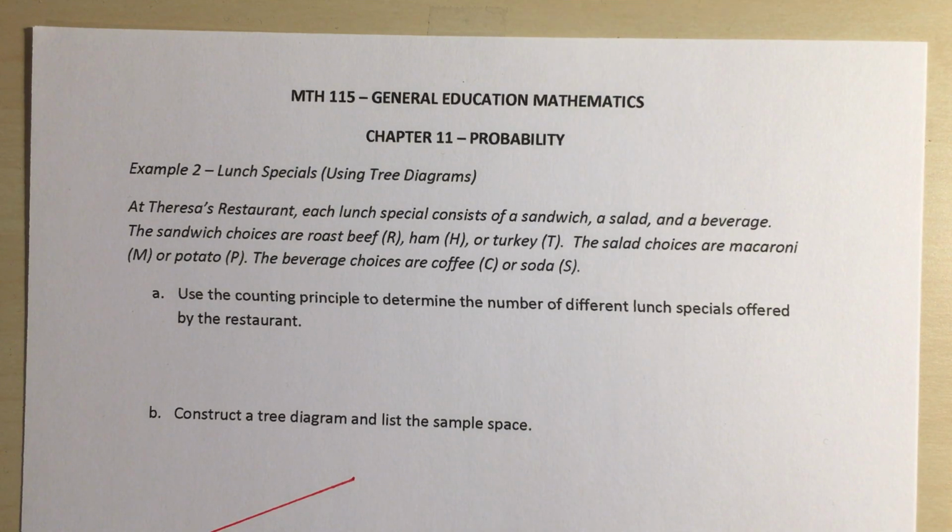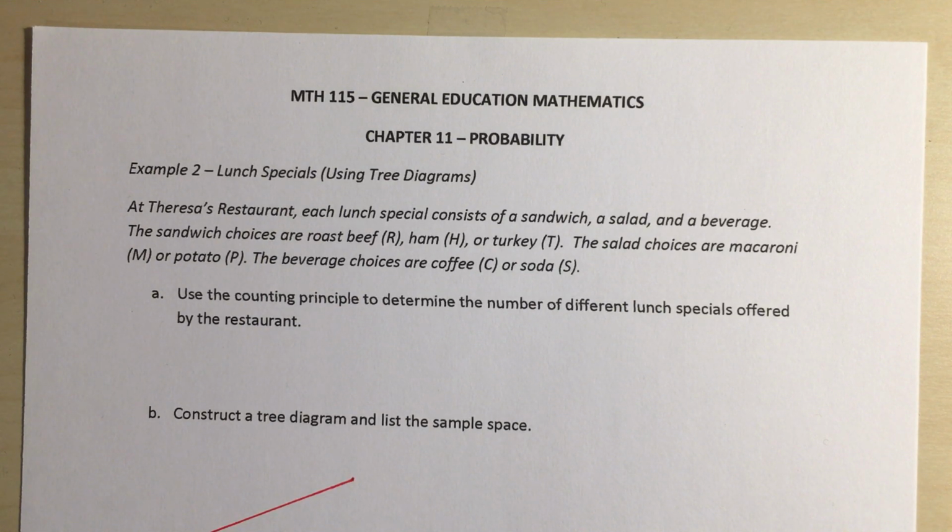Right, so we're going to do another example constructing our tree diagrams. This time we're talking about restaurant choices. So at Teresa's restaurant, each lunch special consists of a sandwich, a salad, and a beverage. The sandwich choices are roast beef, ham, or turkey. The salad choices are macaroni or potato. The beverage choices are coffee or soda.